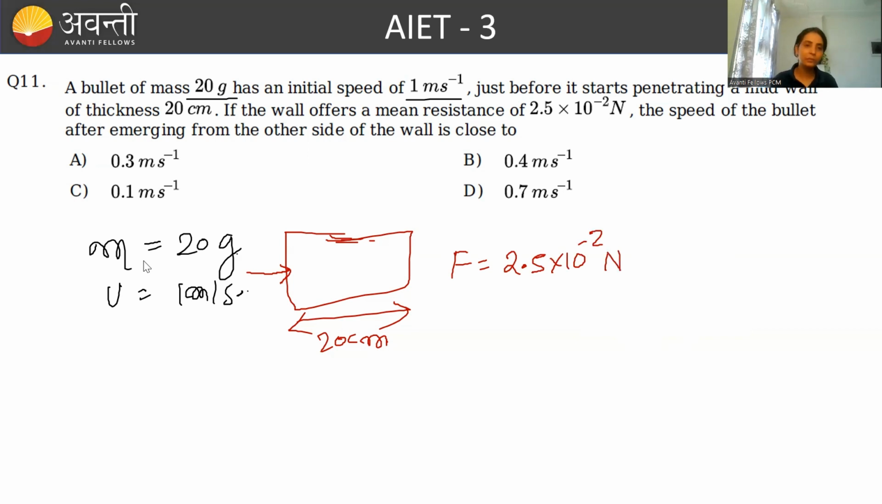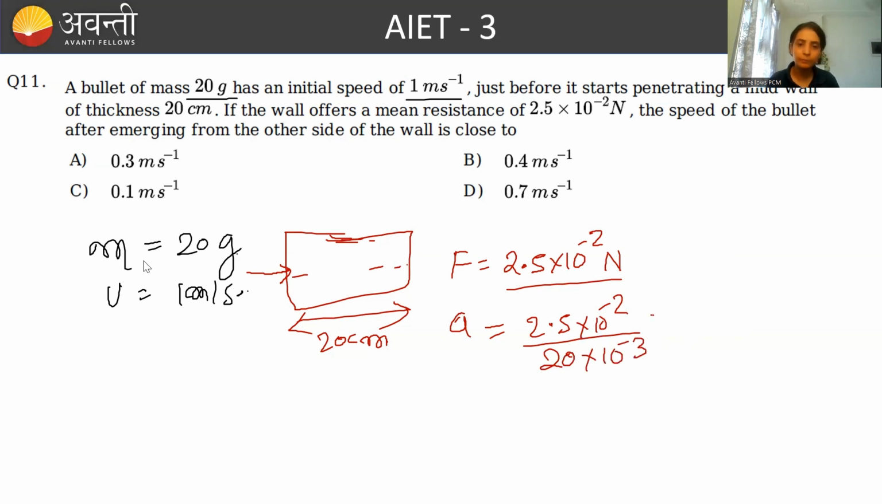So if this bullet is going in this direction, and is experiencing this much resistive force, how much acceleration it will face, or retardation I must say. So this will be equal to force by mass. And that is equal to this. Okay? So what value are you going to get if you solve it? This will become 2 into 10 to the power minus 2. So this is equal to 2.5 by 2. Right? This is the acceleration.